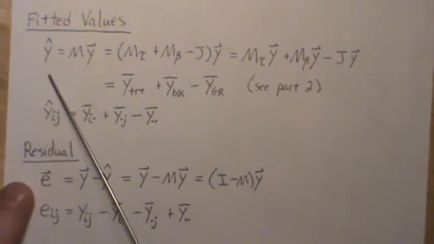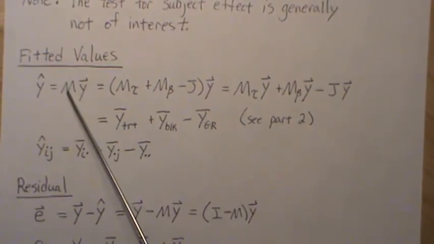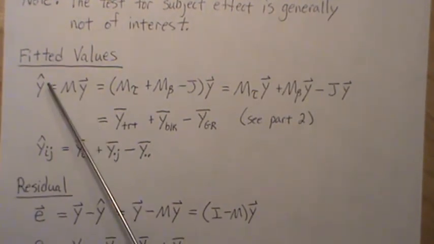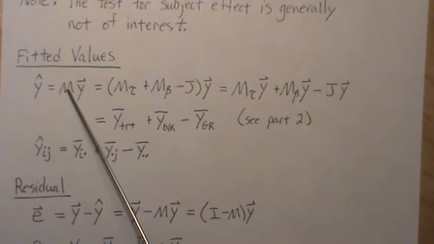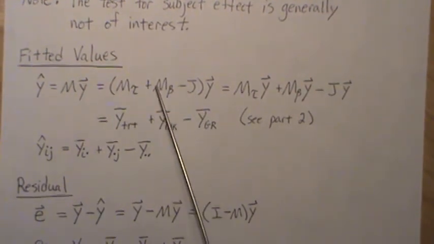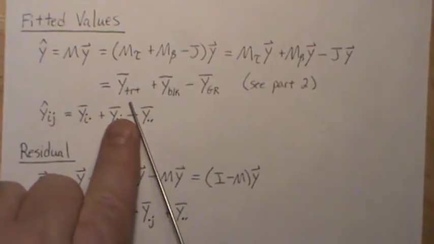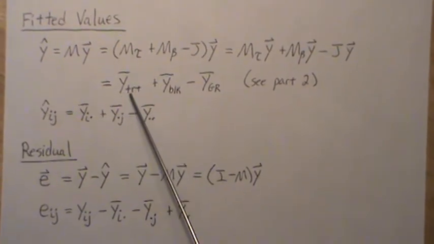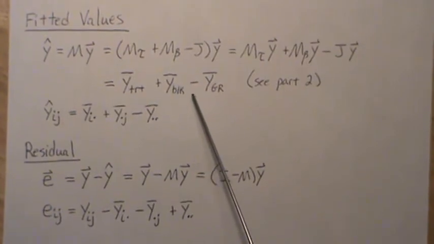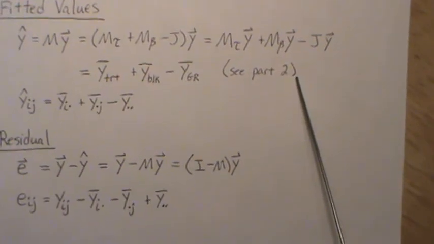So the fitted values for our model is M y, right? This is like the hat matrix in multiple linear regression. You pre-multiply y by it and you put a hat on y. But M is M tau plus M beta plus J, and we derived that in a previous video. And then when you take y into each of those, you create this mean vector: the treatment mean plus the subject mean, or the block mean, minus the grand mean. See part 2 for more details.